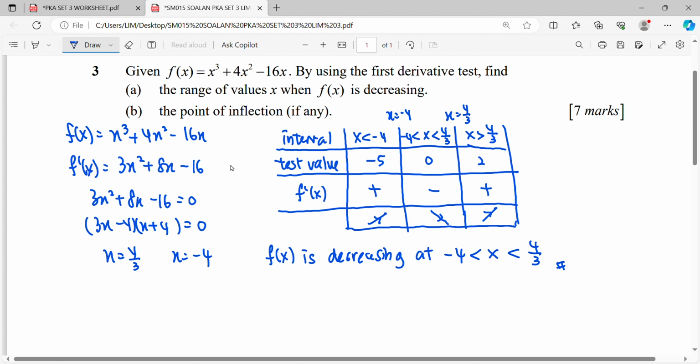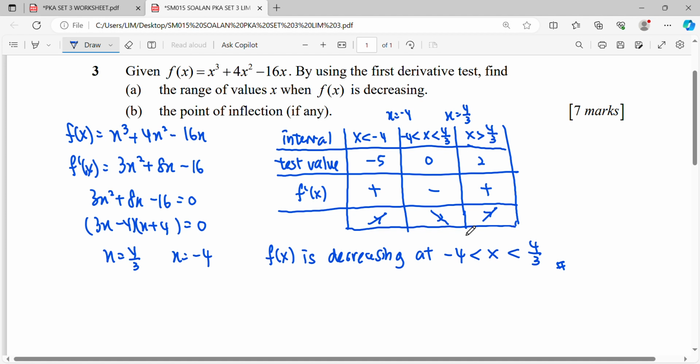So actually from this first derivative, we can also see that at x = -4 is a maximum point, and at x = 4/3 is a minimum point. But this question didn't ask us for the maximum point or minimum point. They just asked us to identify where it's increasing and decreasing.